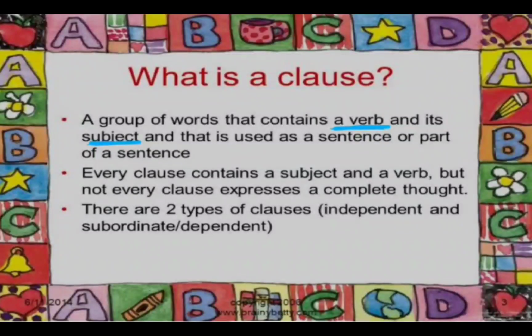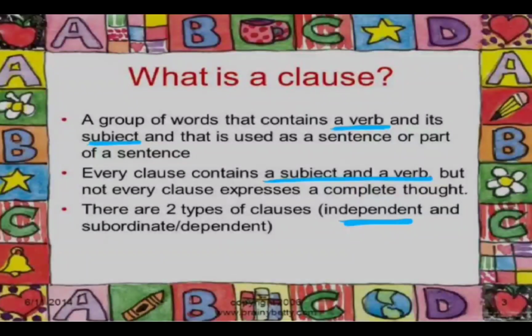So a clause will come in a sentence, whether the sentence looks complete or not depends further on different types of clauses. Every clause must contain a subject and a verb related to it. But not every clause expresses a complete thought. There are two types of clauses. Independent clause, which expresses an independent idea, gives independent information.